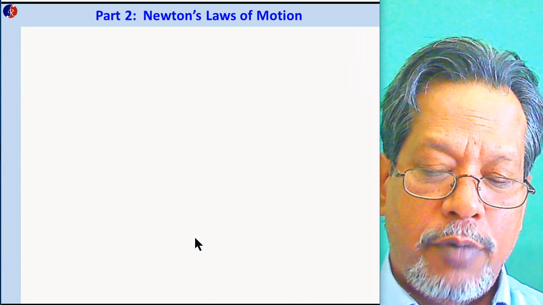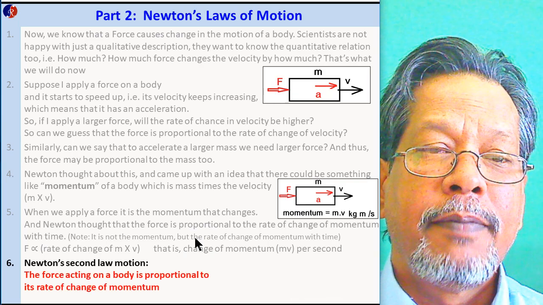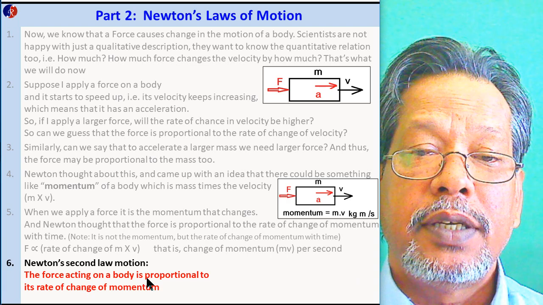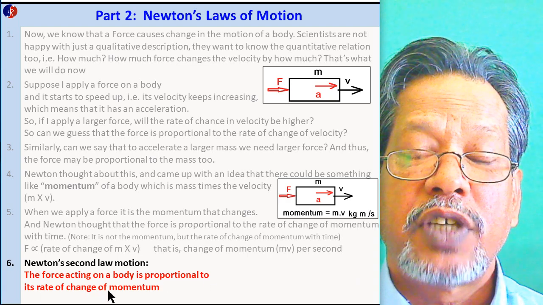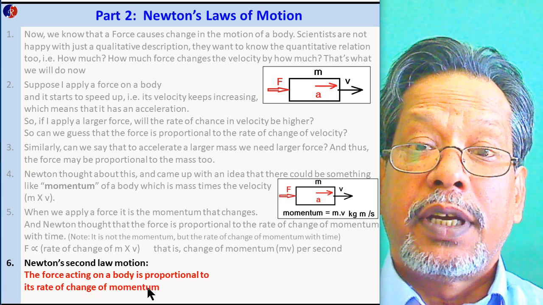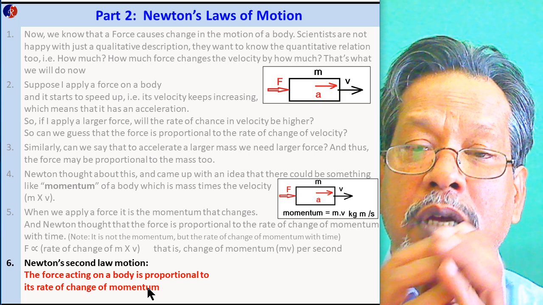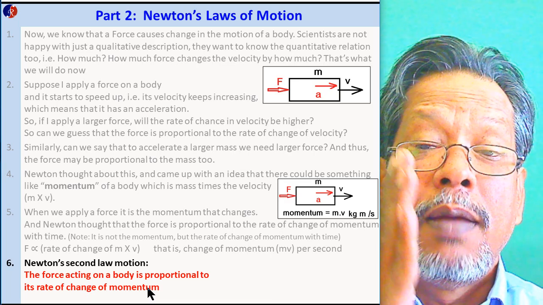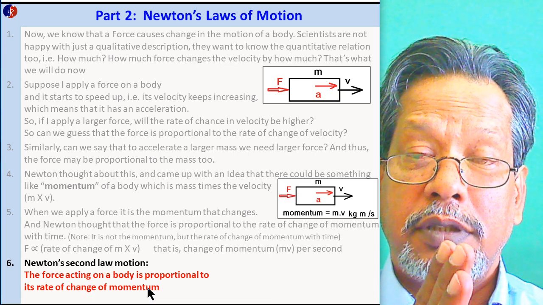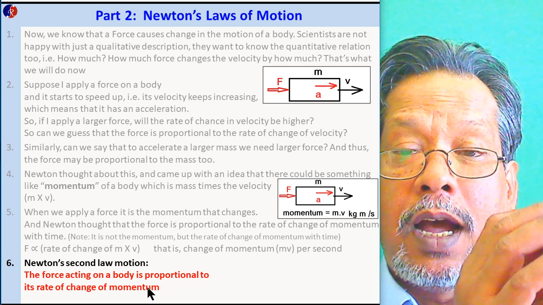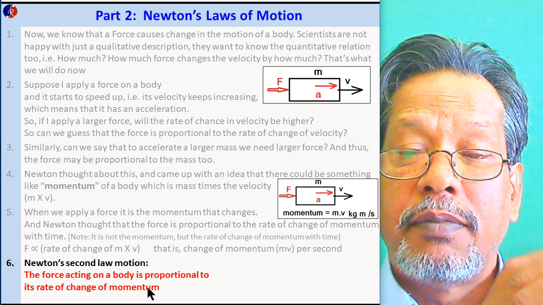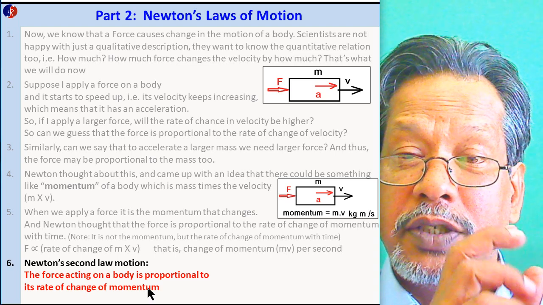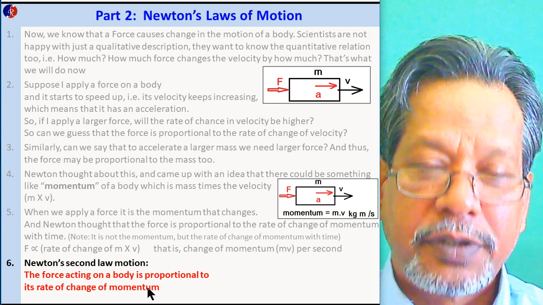So Newton's second law of motion, he just summarized that way, that the force acting on a body is proportional to its rate of change of momentum. That means if I take a body, apply a force, it will have some kind of acceleration, but I have to calculate the rate of change of momentum, mass times velocity. How much was it here? After 1 second, how much is the mass times velocity? The difference of that will tell me in 1 second change that much. That will be equal to force.